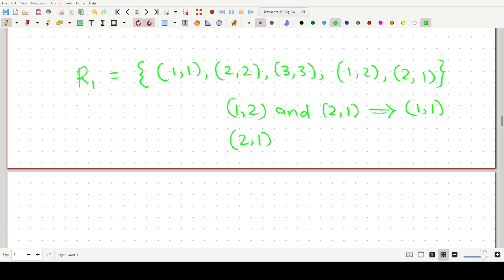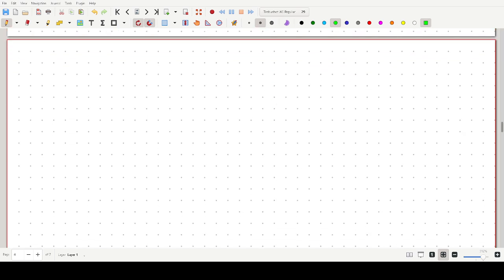Now if you reverse the order and say that (2, 1) and (1, 2) belong to the relation, this would imply (2, 2) also belongs to the relation. And hence our R1 is going to be transitive. Oops, not just transitive. Of course, it is transitive as well, but this is an example of an equivalence relation.